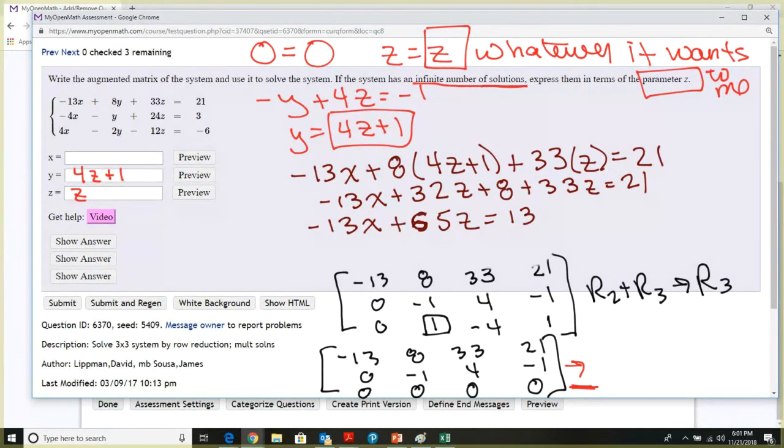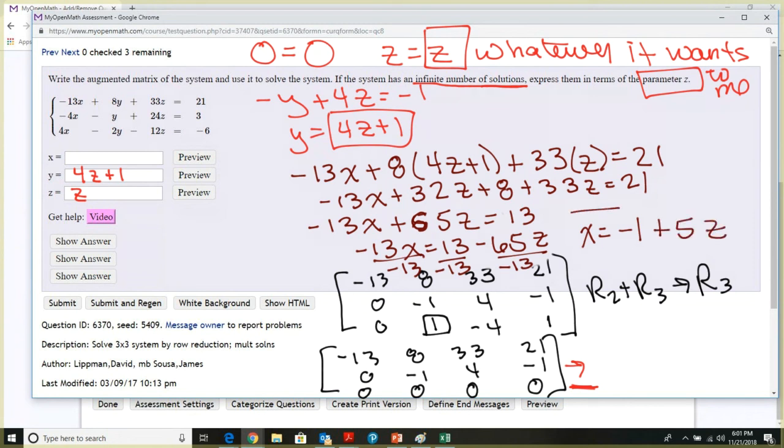Again, we're trying to solve this for x. So we just need to move this to the other side. And then we're going to divide. So divide everybody by -13. And we'll get a -1. So again, we're just dividing everybody by -13. And that actually goes in even. That's a 5 right there at the end. So plus 5z. So we have our x is going to be -1 plus 5z.